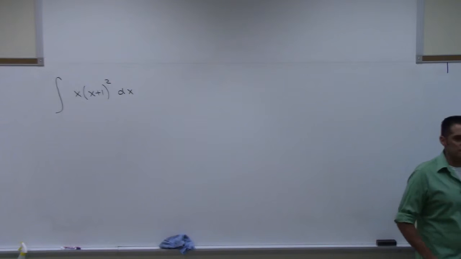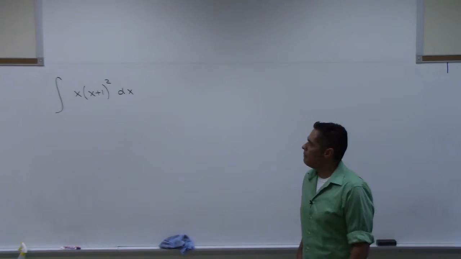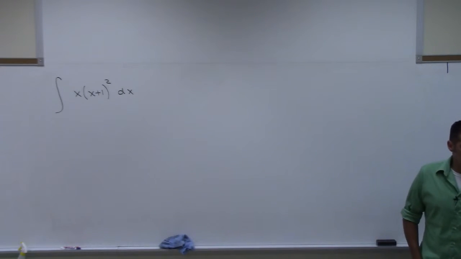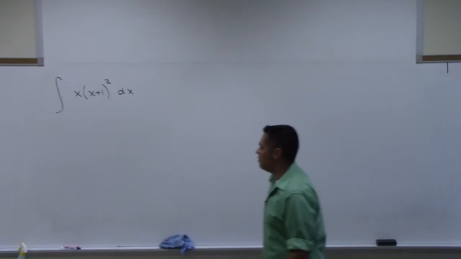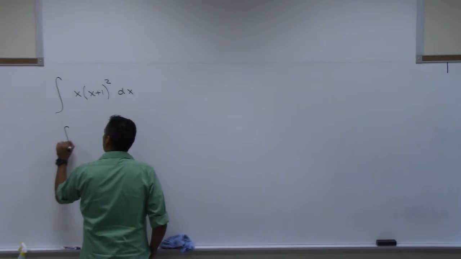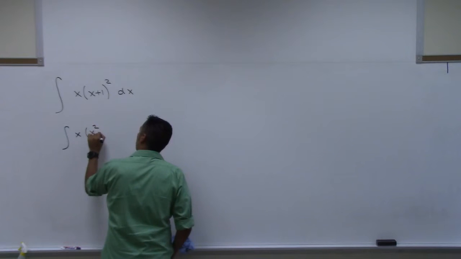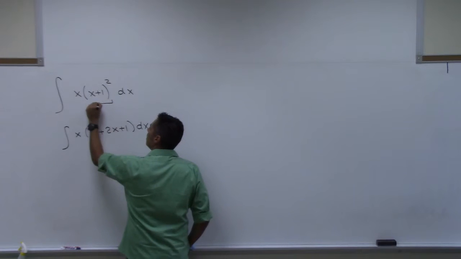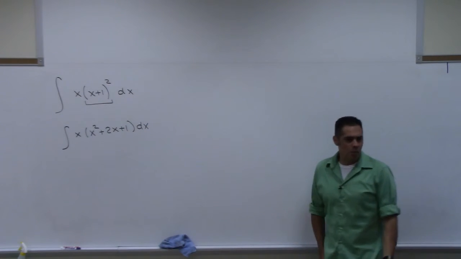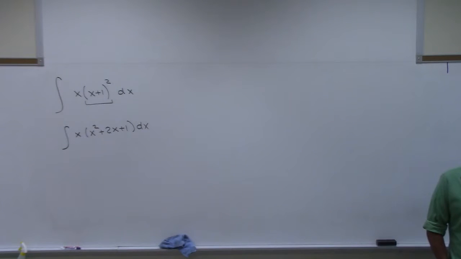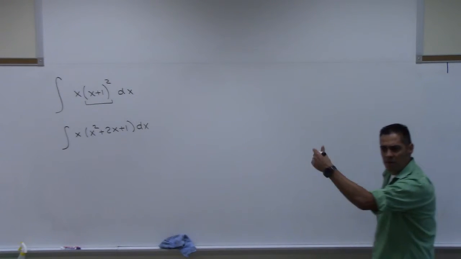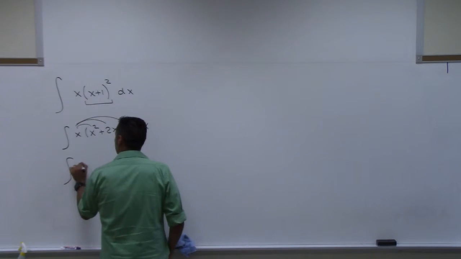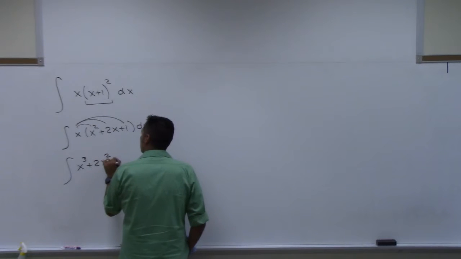There are 2 ways to do this problem. I'm going to do it the first way. Here's one way I could do this problem. I'm not that scared of x plus 1 squared, so I'm just going to expand it. X plus 1 times x plus 1 is x squared plus 2x plus 1. Then I can take that x out front and distribute it through. Bam, bam, bam. And I get the integral of x cubed plus 2x squared plus x.